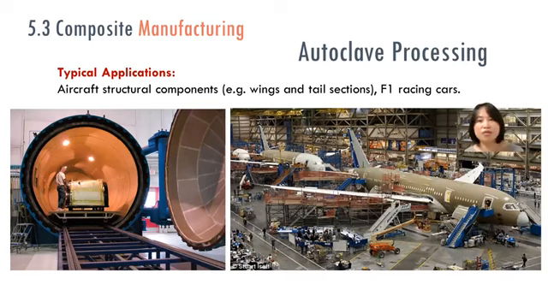Okay, and here, of course, typical applications for autoclave processing of composite materials would be aircraft structural components, wings, tail sections, and also Formula One racing cars. They're also using this technique because they want high performance composite materials. However, one thing is the size of the autoclave, okay? If the part is larger than the autoclave, it's not possible. So the size of the autoclave is also one limitation.